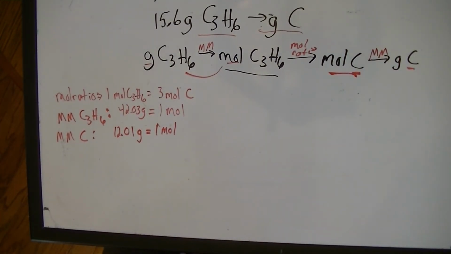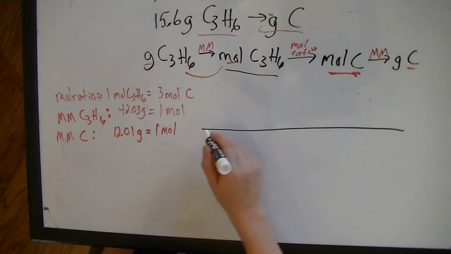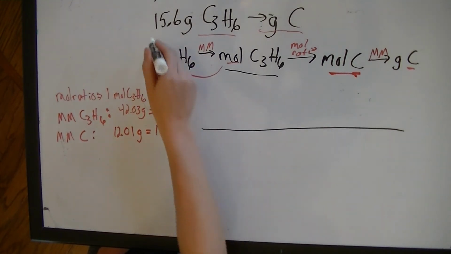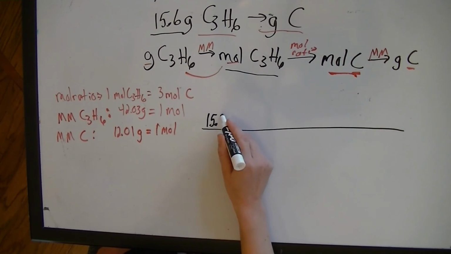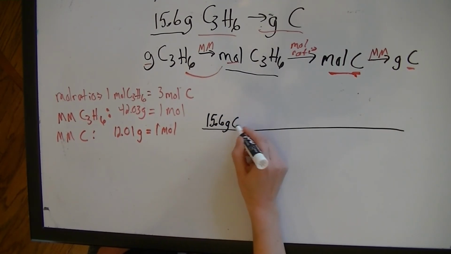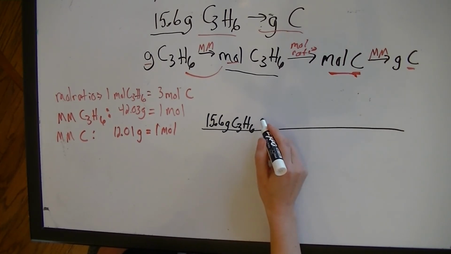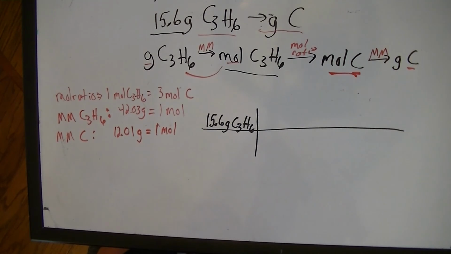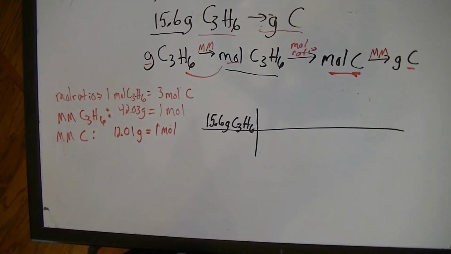So let's start the calculation. Now this is going to be a big railroad track. I hope I have enough room to do it on this board here, so I might have to write a little bit smaller. So I'm starting with what's given in the problem. Going back to the original problem, 15.6 grams of C3H6. So my first step tells me I'm going to use the molar mass of C3H6 to convert from grams to moles. So I'm looking at this one here.